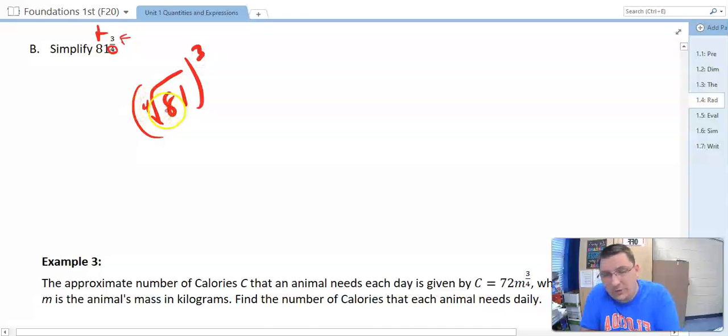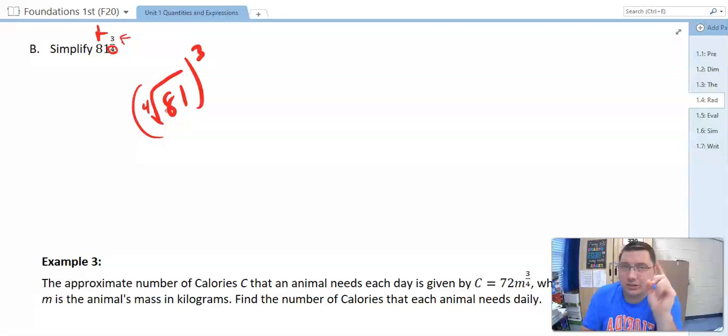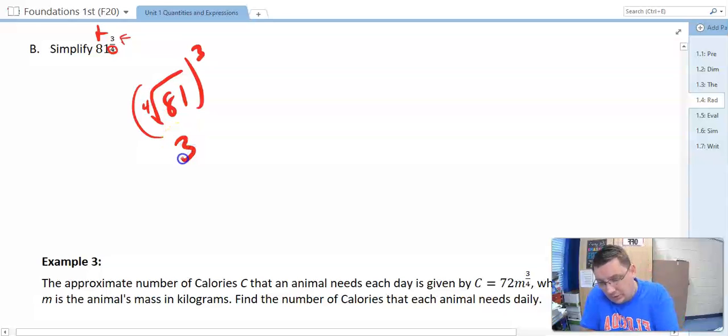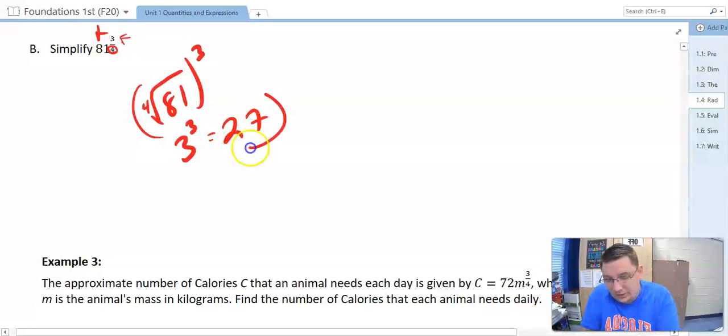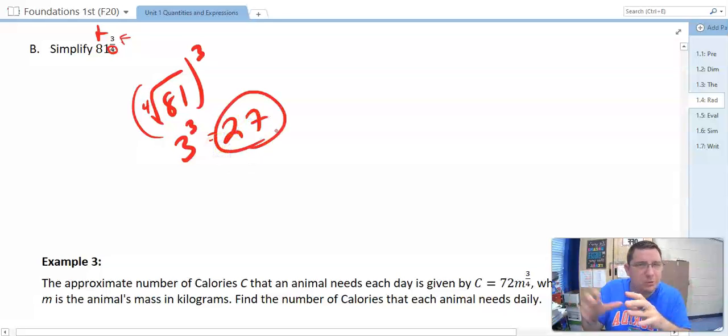What's the 4th root of 81? So what times itself, times itself, times itself is 81? It's a small number again. It's just 3. And so I'm going to get 3 to the 3rd. And 3 to the 3rd is 3 times 3 times 3. That's not 9. 3 times 3 is 9, but times it by 3 again, and we get 27. So again, pay attention to your multiplication and how it's working through. But that's the key thing there.